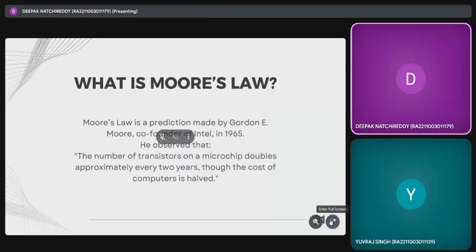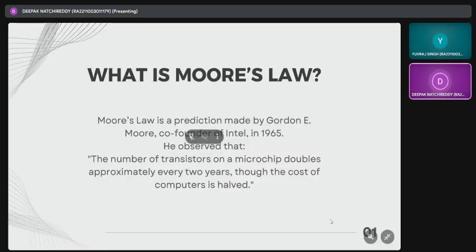What is Moore's Law? Moore's Law is a prediction made by Gordon E. Moore, co-founder of Intel, in 1965. He observed that the number of transistors on a microchip doubles approximately every 2 years, though the cost of computers is halved.